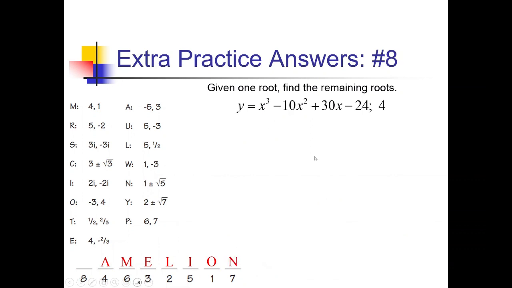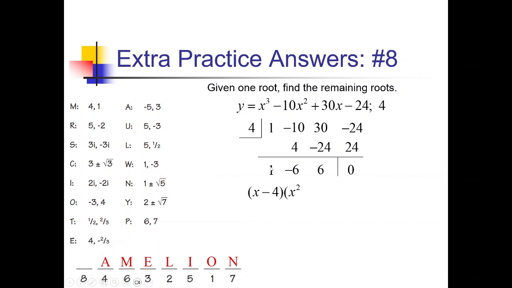For my last problem, we have coefficients of 1, negative 10, 30, and negative 24, so no placeholder zeros to worry about on this one. Box number of 4. Bring down the 1. 4 times that is 4, plus negative 10 is negative 6, times 4 is negative 24, plus 30 is 6, times 4 is 24, plus negative 24 is 0. So that's x minus 4, and then we have x squared minus 6x plus 6. We have x equals 4 for that first one.